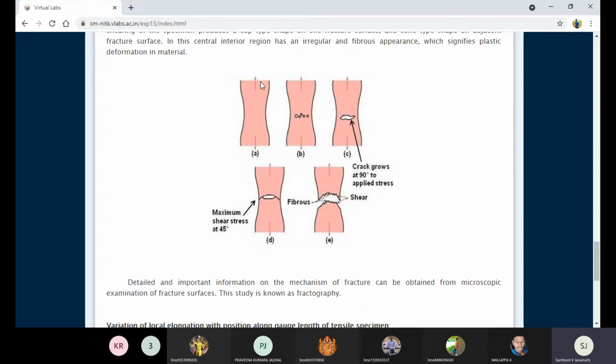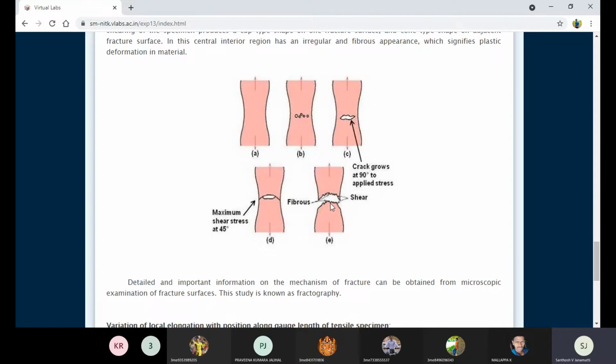Now we start pulling the material. What kind of deformation takes place? Here you can see the stages that take place in the deformation or tensile fracture. How does the tensile fracture take place? Definitely in the examinations they may ask you how ductile material fracture takes place. At the end we get it like this: cup and cone fractures take place in ductile material. In brittle material we cannot get this kind of fracture.